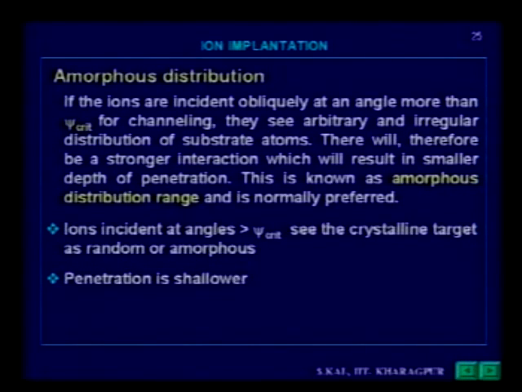And then penetration is shallower. Obviously, when it is amorphous, through the amorphous layer the ions cannot penetrate deeper into the silicon. Because why? Because in an amorphous layer, the crystal atoms or lattices are oriented in a random fashion. There is no regular structure of that particular material.